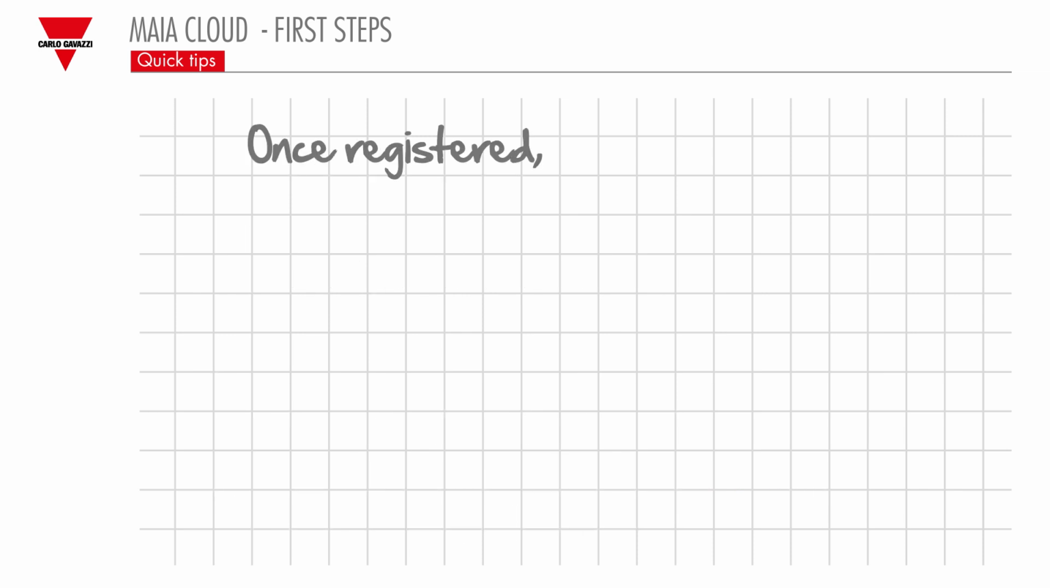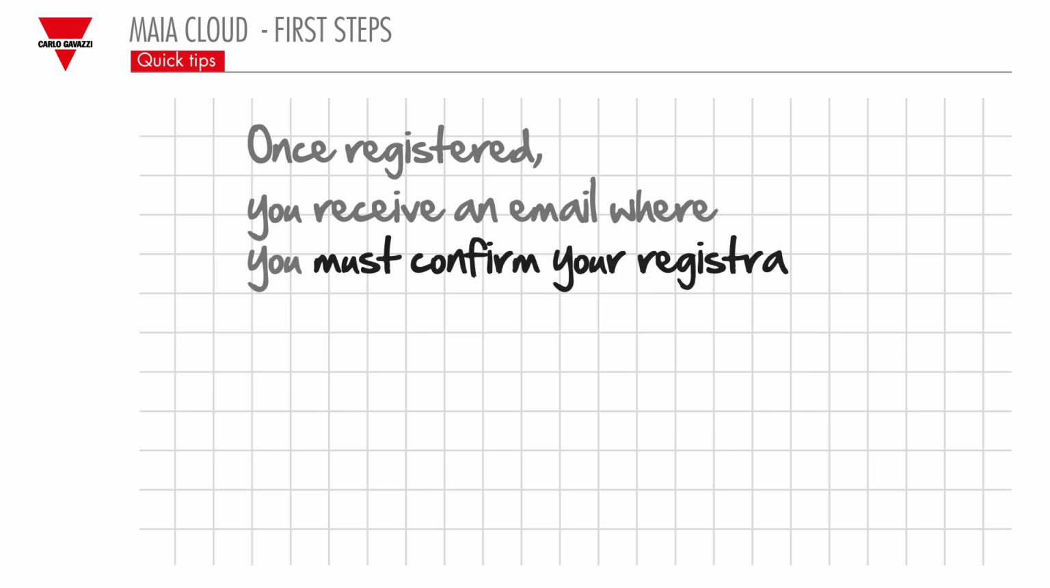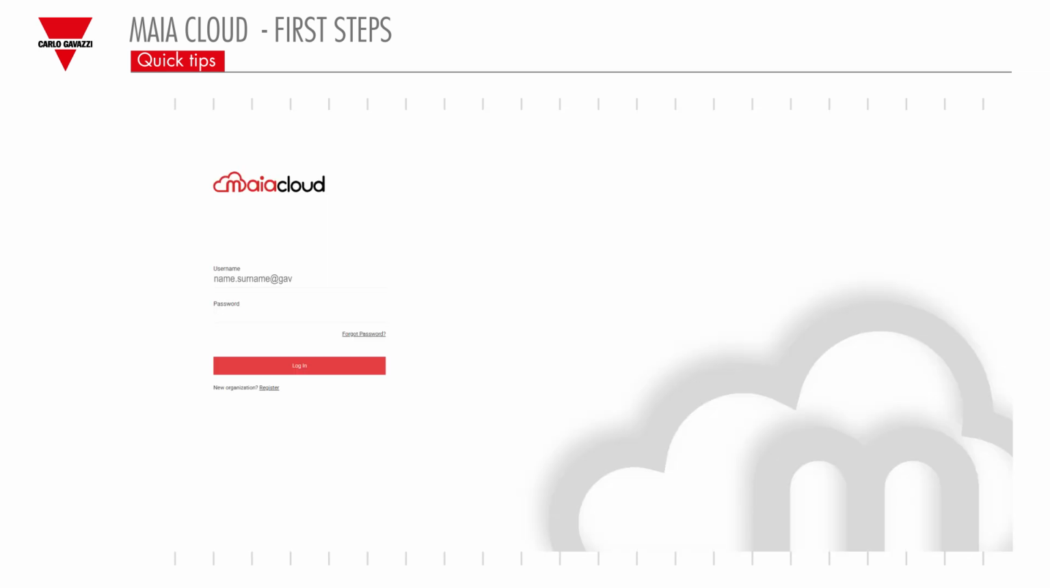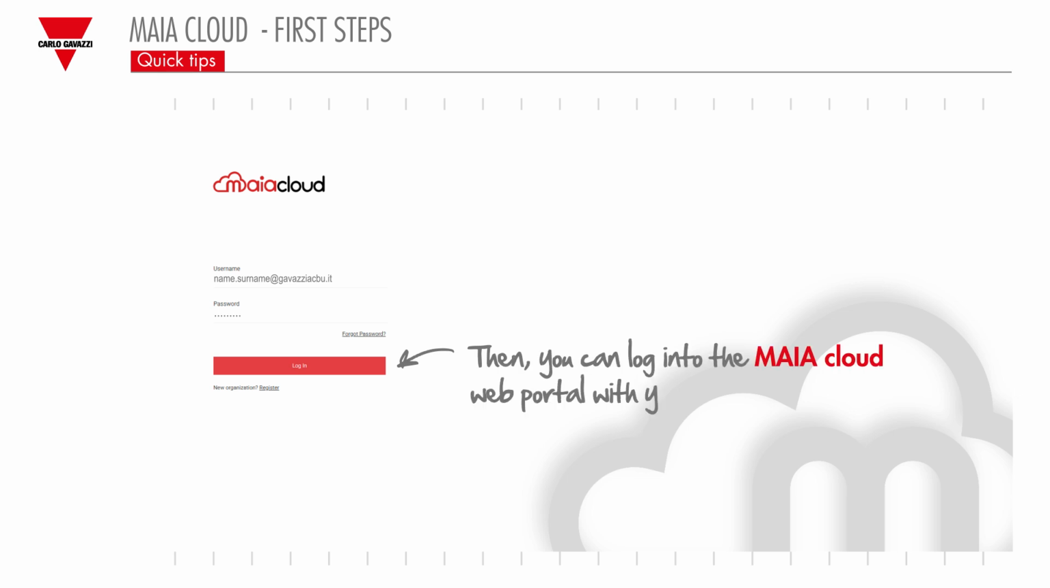Once registered, you receive an email where you must confirm your registration. Click the link included in the email to enable your profile. Then, you can log in to the MAIA Cloud web portal with your credentials.